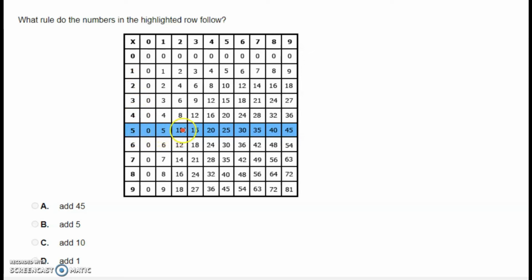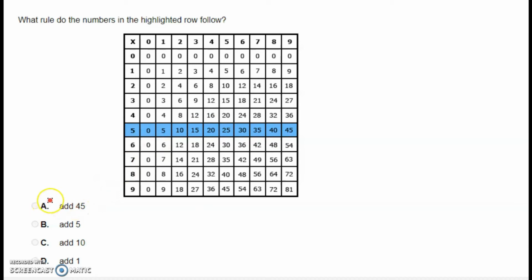From 5 to 10 is 5 numbers. 10 to 15 is 5 as well. 15 to 20, 5 numbers. 20 to 25, 5 numbers. 25 to 30, 5 numbers. 30 to 35, 5 numbers. 40 to 45, 5 numbers. So basically here what we're doing is adding 5 to every number we find.